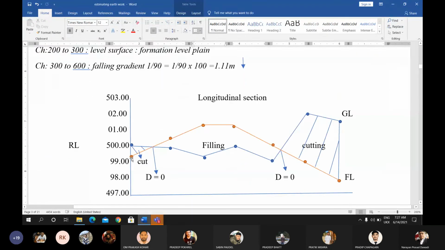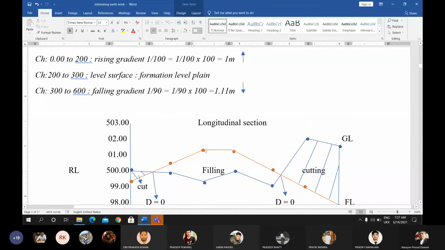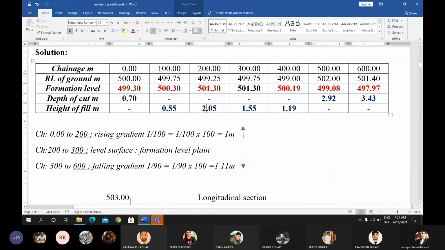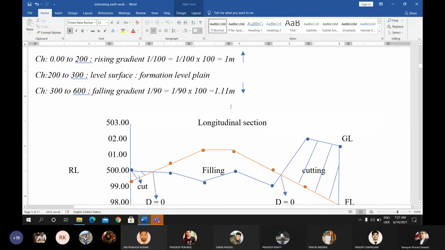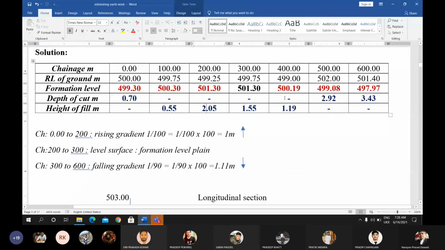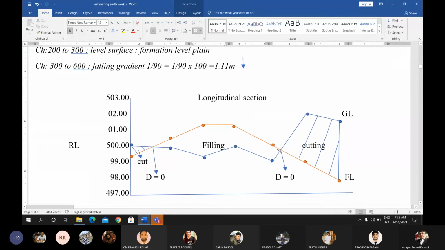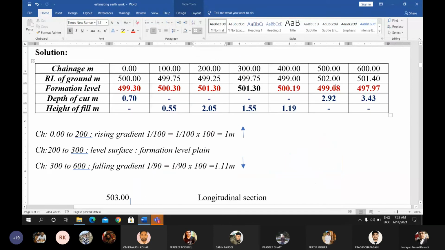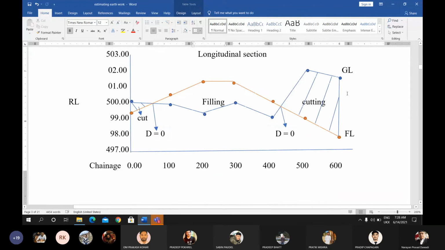Now put the formation level also: 499.30, then 500.30, which is the second plot. Third is 501.30, and this is also 501.30. Another one is 500.19. And 499.08 for the 500 meter channel.